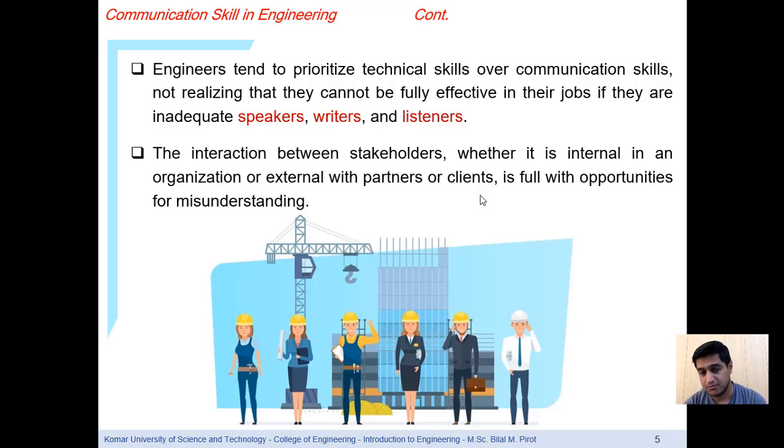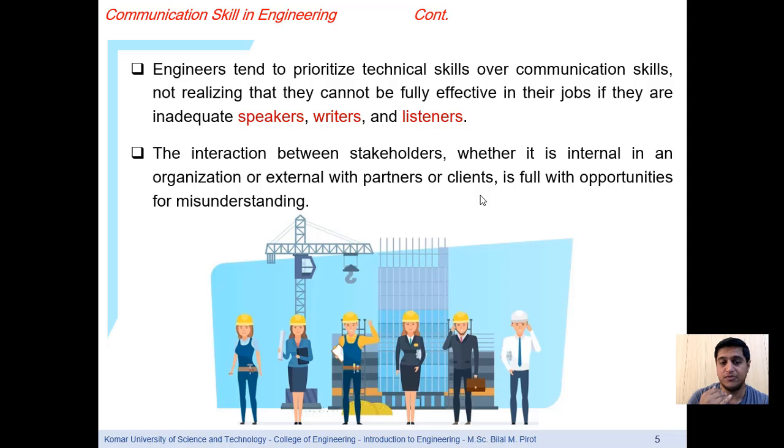So it is very important to understand who the members of the team are, who the stakeholders are, who the shareholders of your project are. And it's very important to realize how to communicate with them, how to listen to them, how to speak with them, how to write reports to them.